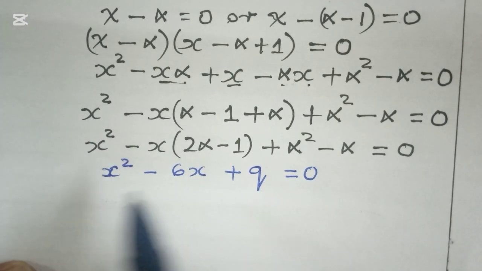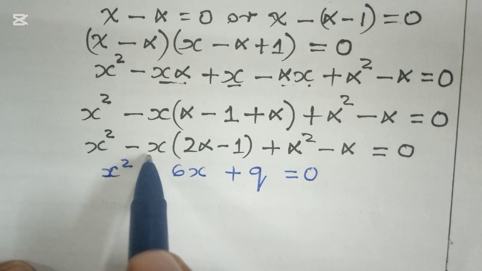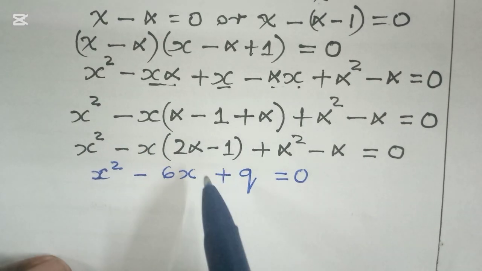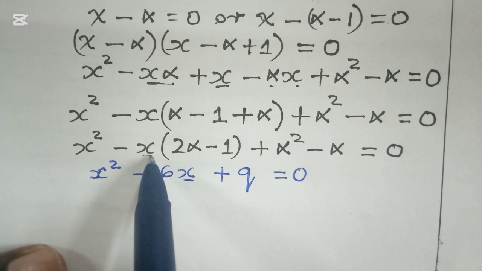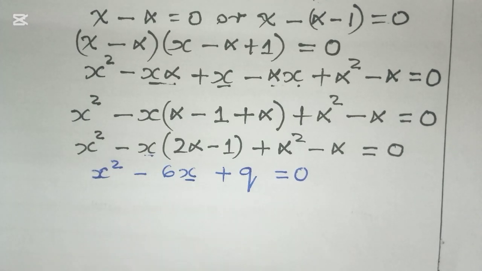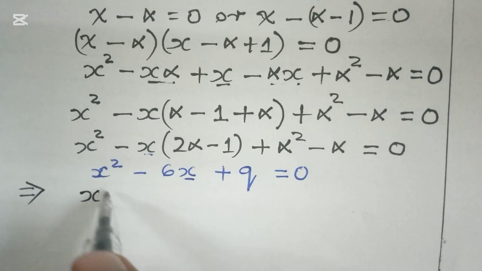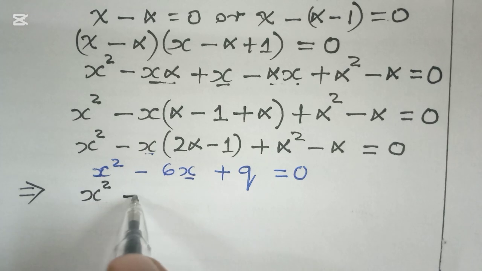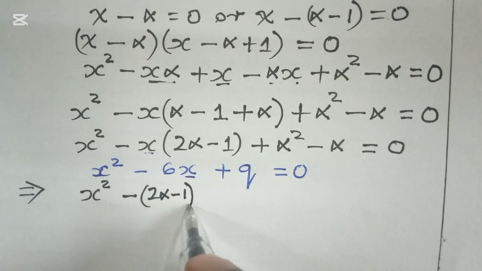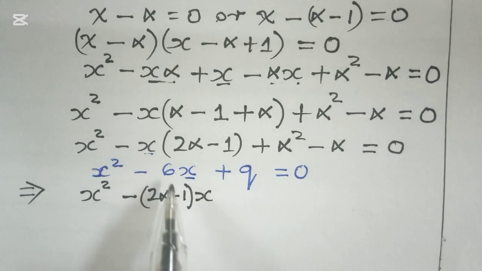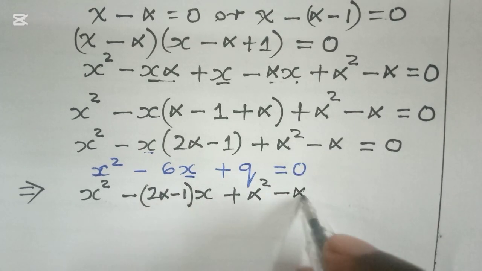So guys, let's compare those two equations. When we compare, we find that 2 alpha minus 1 should then be equal to 6, because as you can see, the coefficient of x here is negative 6. Let me write it in a better way so that we can understand. We are going to have x squared, then minus, and first before I write x, I can write the coefficient, which is now 2 alpha minus 1, and then x. I'm doing this so that we can compare this equation and that equation. Now plus alpha squared minus alpha, this is equals to 0.